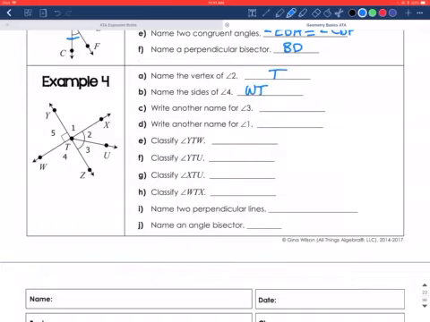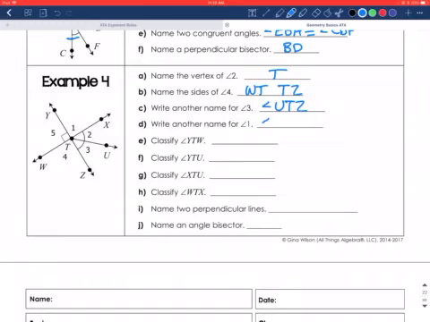The sides of angle 4 are WT and TZ. Another name for angle 3: we cannot call it just T, right? But we can call it UTZ, like the chip company.